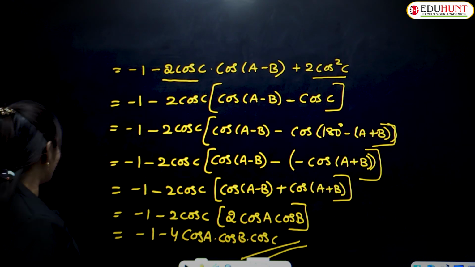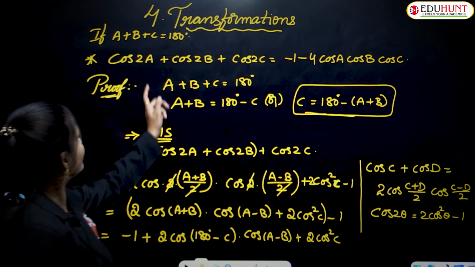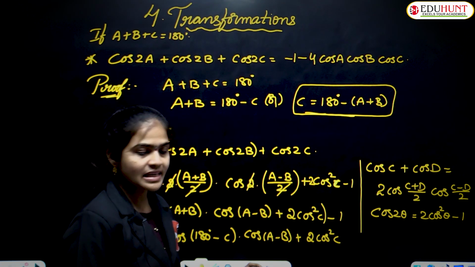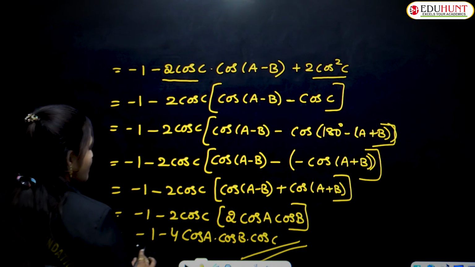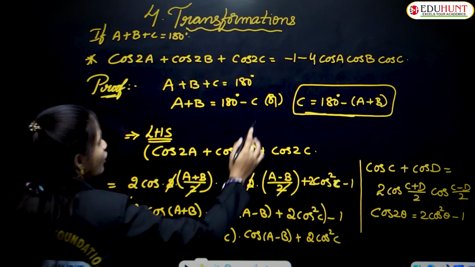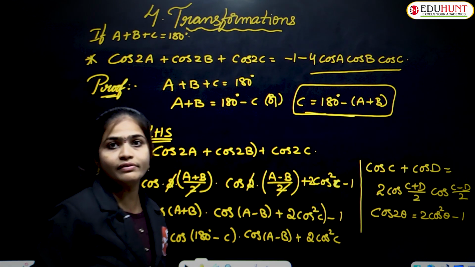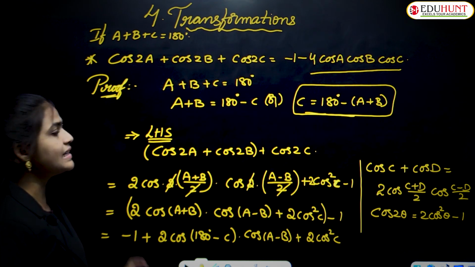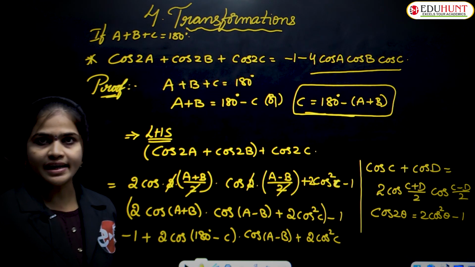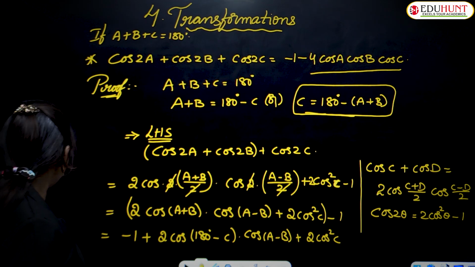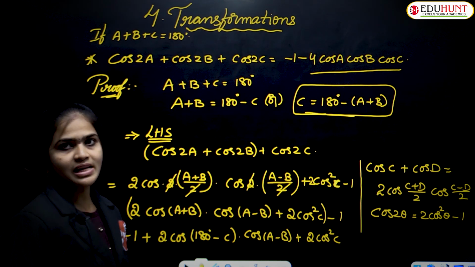Am I clear, children? So see here, cos 2a plus cos 2b plus cos 2c is equal to minus 1 minus 4 cos a cos b cos c. That one only we have to show, no? So hence it is proved. Am I clear to you? So this is the third conditional identity. Now we are going to discuss the fourth conditional identity.